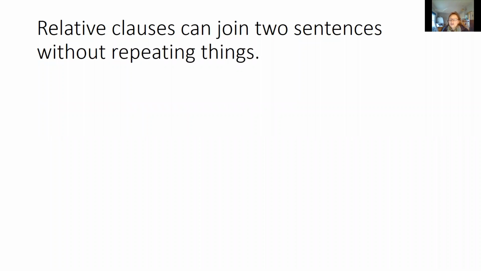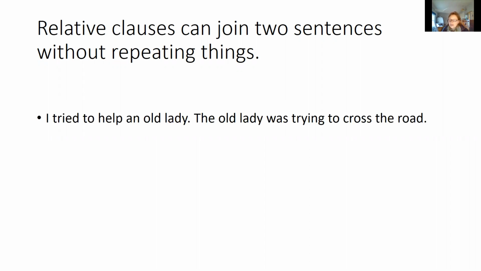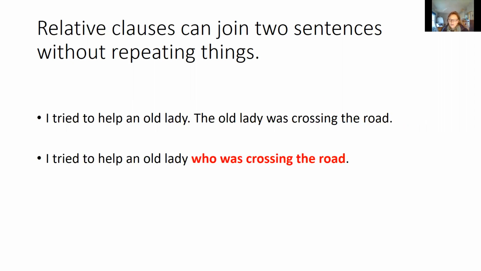We can also use relative clauses to join two sentences together without repeating something. So here we have two sentences about an old lady. I tried to help an old lady. The old lady was trying to cross the road. Now, we say old lady twice. So what we can do with our relative pronoun, with our relative clause, is we can change the old lady for a relative pronoun, and then suddenly it becomes much quicker. The old lady, we can swap for who. I tried to help an old lady who was crossing the road.